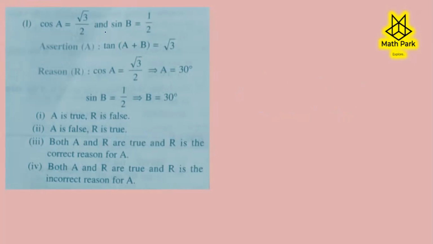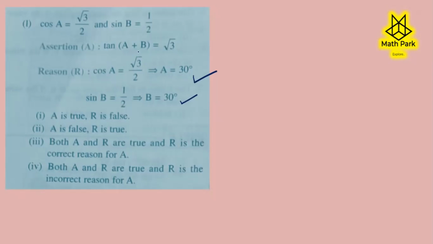Cos A is equal to root 3 by 2 and sin B is equal to 1 by 2. The assertion A is tan of A plus B is equal to root 3. Cos A is equal to root 3 by 2, that implies A is equal to 30 degrees, which is correct. And sin B is equal to half, this implies B is equal to 30 degrees, which is correct. So the second one is correct.